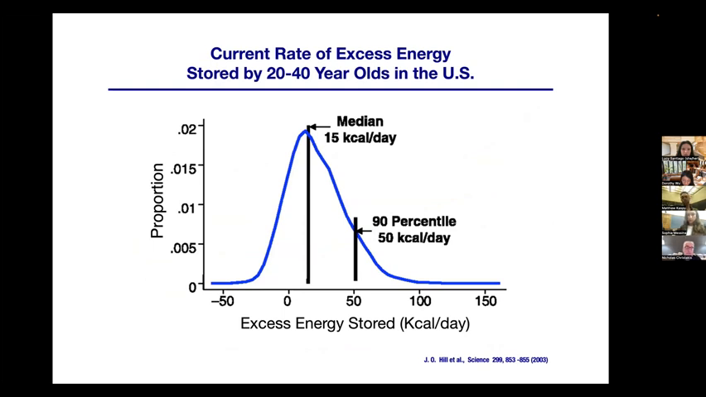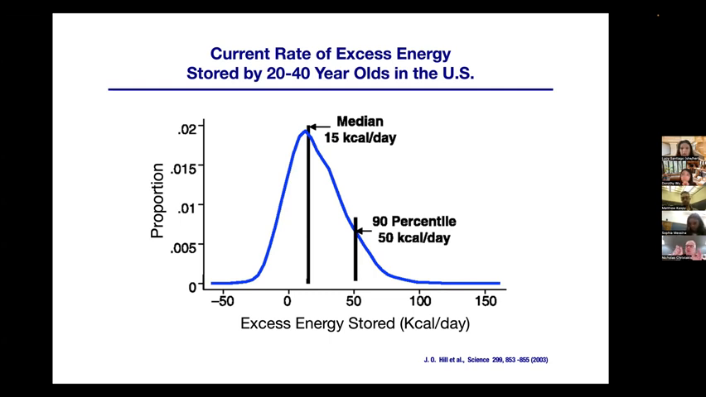And these types of effects are not trivial. Even a slight increase or decrease in average calorie intake can have huge population level effects. This slide shows the current rate of excess energy stored by 20 to 40-year-olds in the United States. So it's a distribution of the excess energy that people consume, and the proportion of people doing so. So the median 20 to 40-year-old is getting an extra 15 kilocalories.